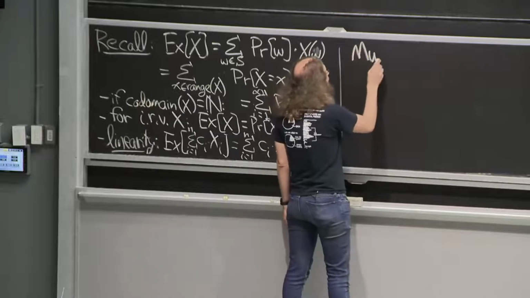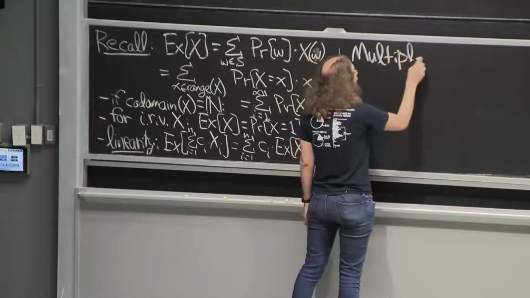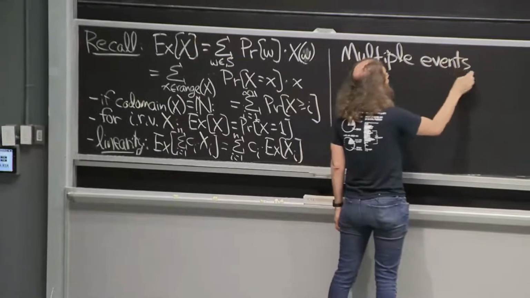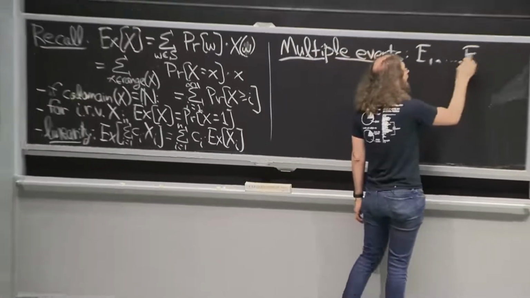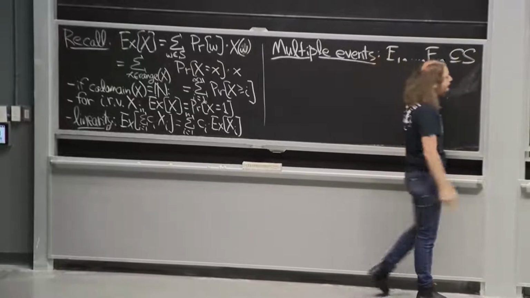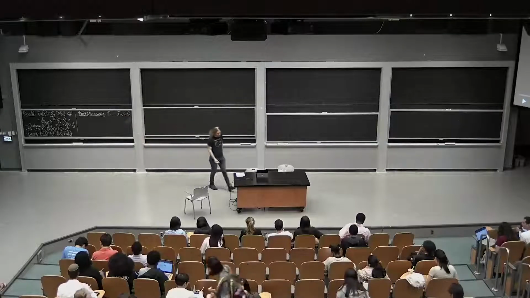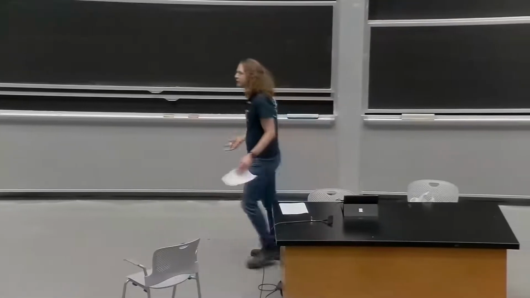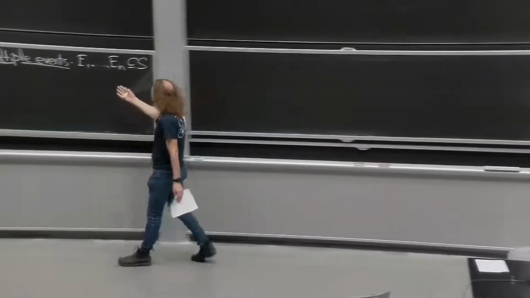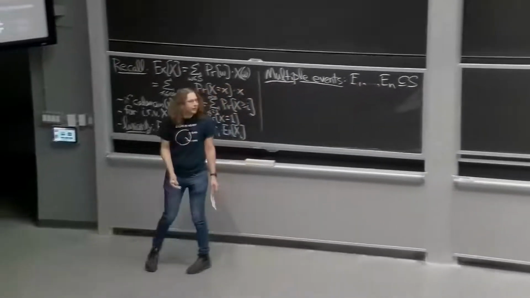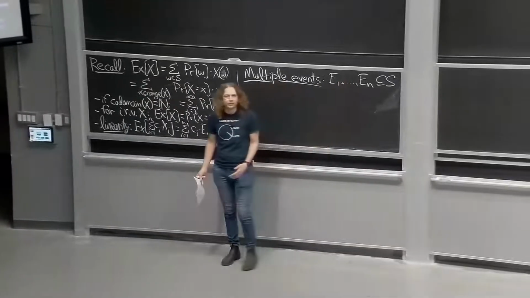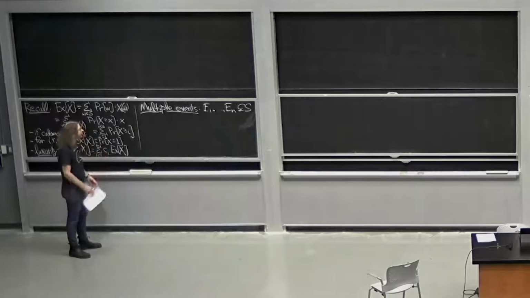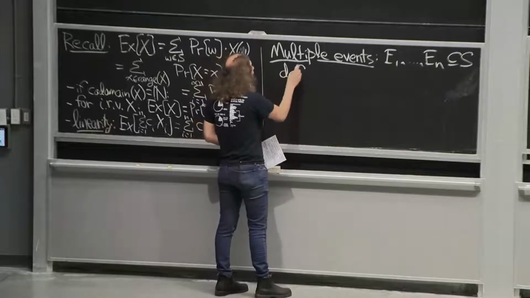So let's talk about a bunch of events, E1 up to En. So these are subsets of our sample space. And we can think of those events being good things or bad things. Maybe these are different ways in which your computer could fail or your algorithm could fail. Or maybe they're good things. Maybe you'd like at least one of these to happen, or you'd like at least half of them to happen, or whatever. So we're going to think about in particular, the number of events that happen.